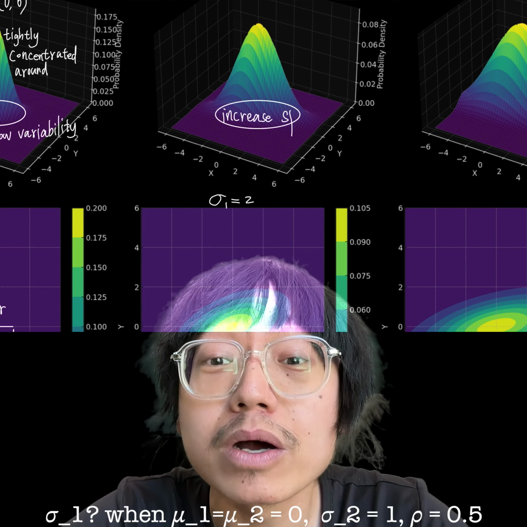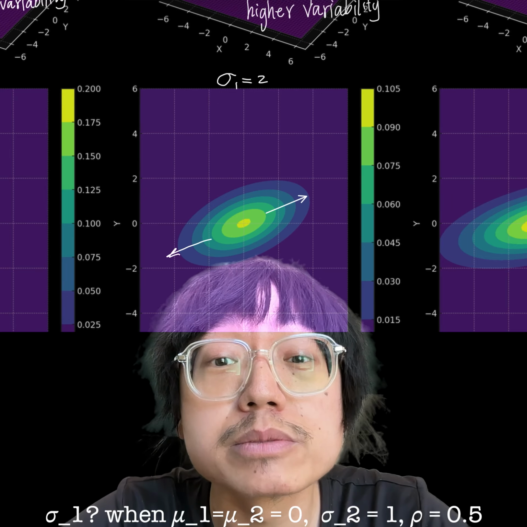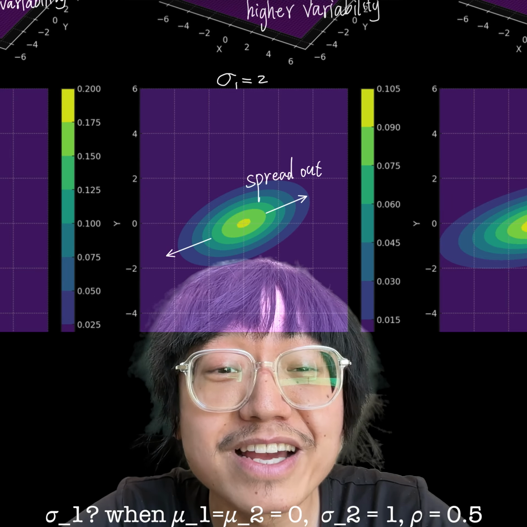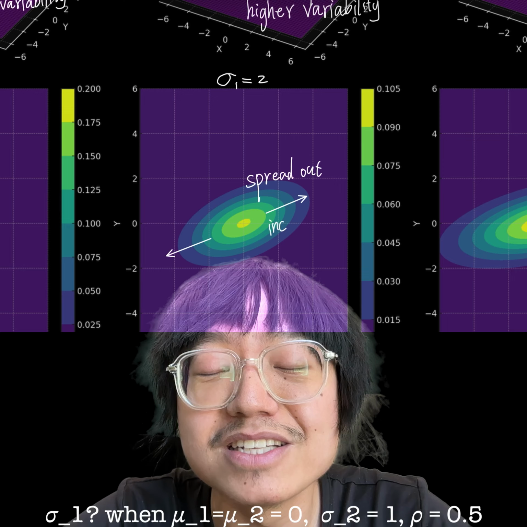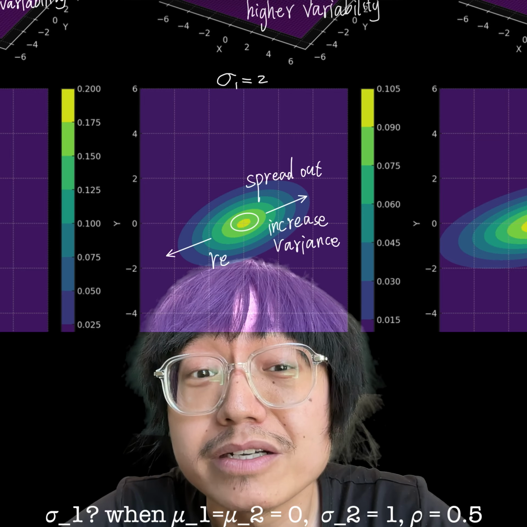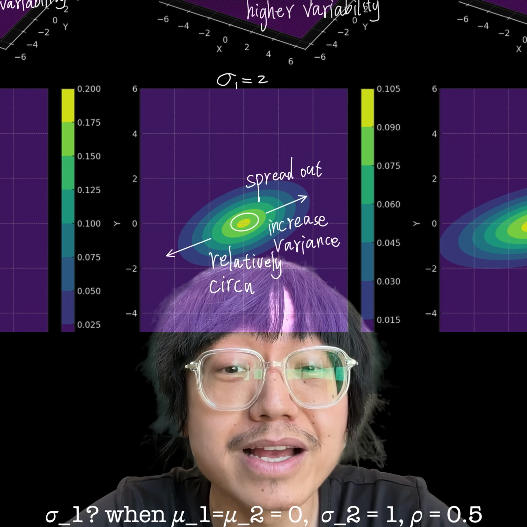In the second scenario, when sigma 1 is equal to 2, the spread of this distribution increases compared with sigma 1 equal to 1. This indicates higher variability. The contours begin to spread out further, reflecting the increased variance in the first variable. However, they still remain relatively circular due to the constant sigma 2 and rho.